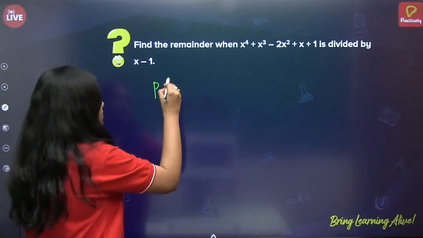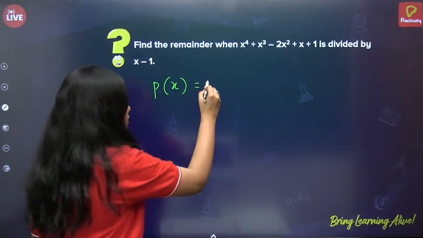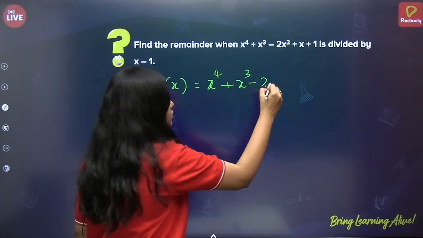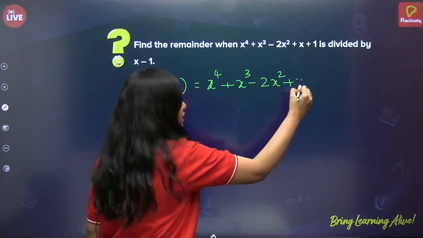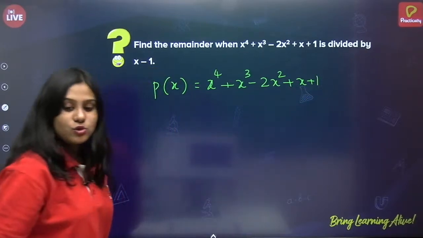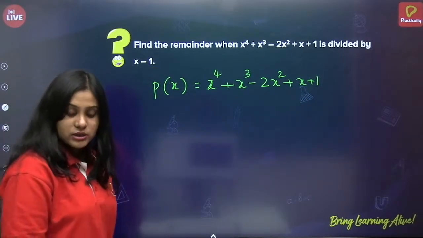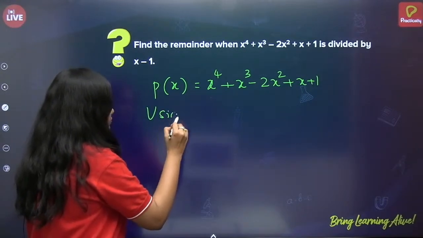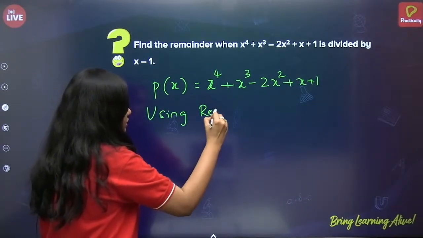So what is P of x? P of x is equal to x power 4 plus x cube minus 2x square plus x plus 1. And using 2 as the remainder. Okay, let us see if 2 is the remainder using the remainder theorem.